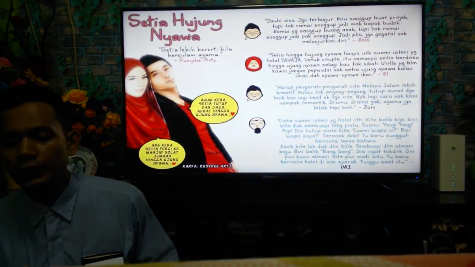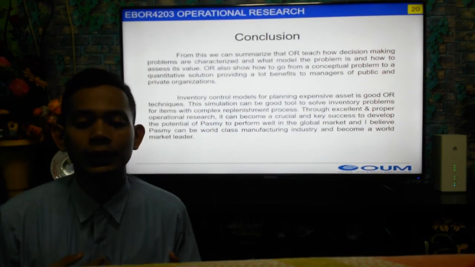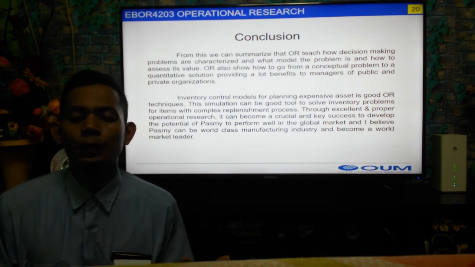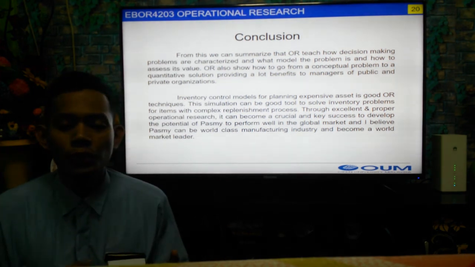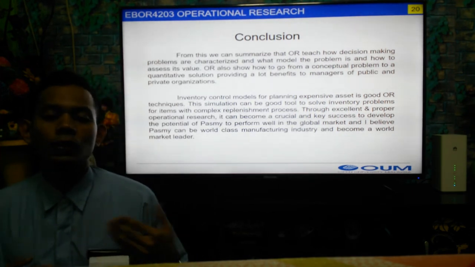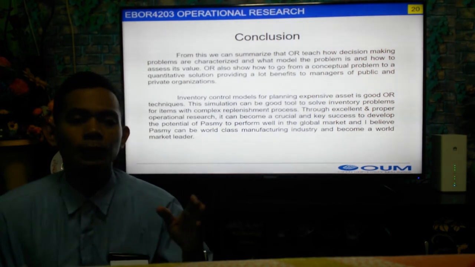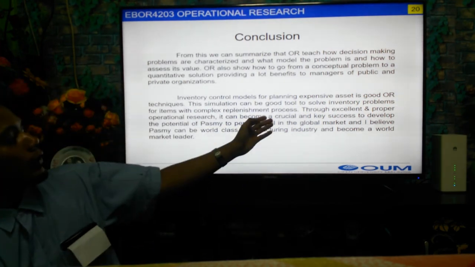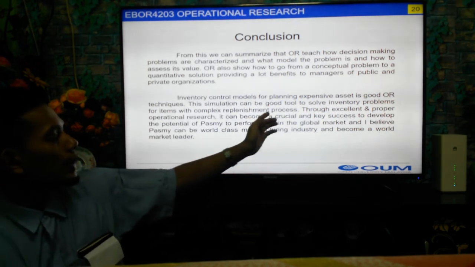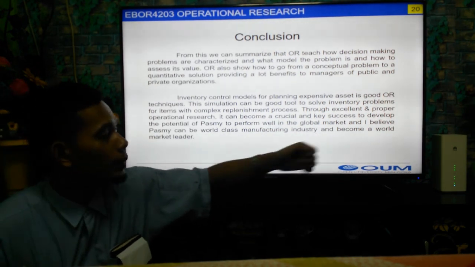The conclusion is, from this we can summarize that OR teaches how decision making problems are characterized, what model the problem is, and how to assess its value. OR also shows how to go from a conceptual problem to a quantitative solution, providing a lot of benefits to managers of public and private organizations. So inventory control models for planning expensive assets are a good OR technique. Simulation can be a good tool to solve inventory problems for items with complex replenishment processes.